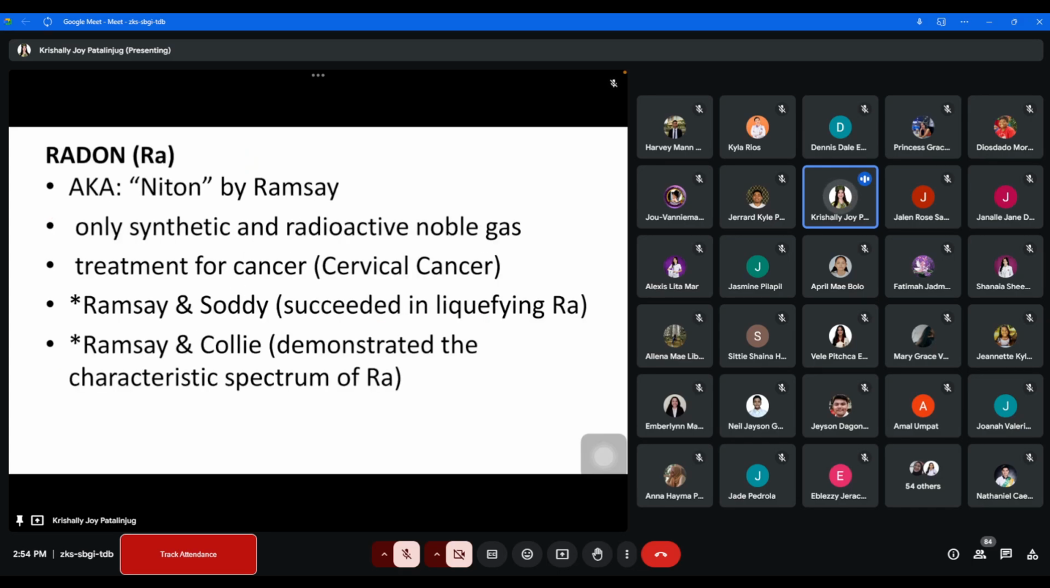Radon, also known as niton, galing siya sa word na niten. Ibig sabihin, shining, radiant. Shining, radiant, niton. So the only synthetic, the only radioactive na noble gas. Treatment for cancer, yan yung radiopharmaceutical use ng radon. So done with group 8A.